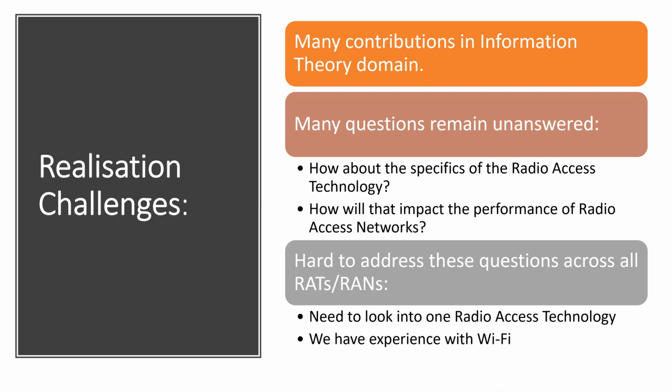The most important are how to implement physical layer security on a specific radio access technology, and what details need to be taken into account in that context. Also, what will be the effect on the performance of radio access networks? All these problems cannot be addressed across the board. We have to look at these problems for radio access technologies and radio access networks separately. What we did in this context is look at Wi-Fi networks as a specific radio access technology and radio access network, because we have experience in this domain.